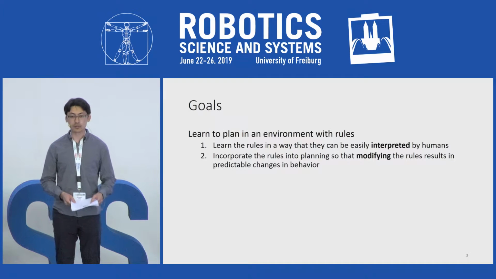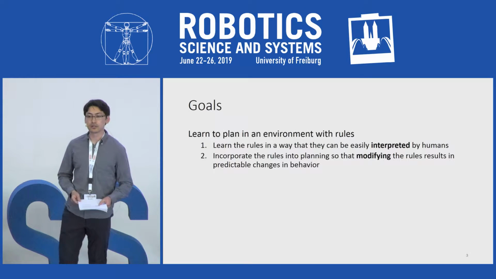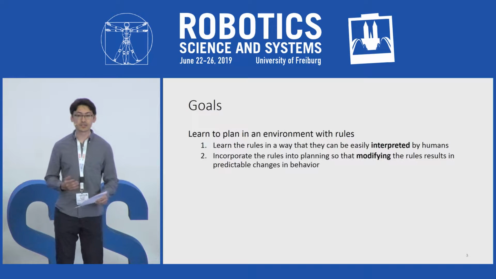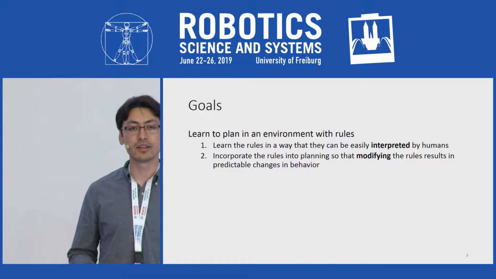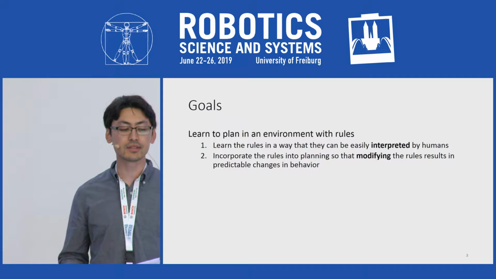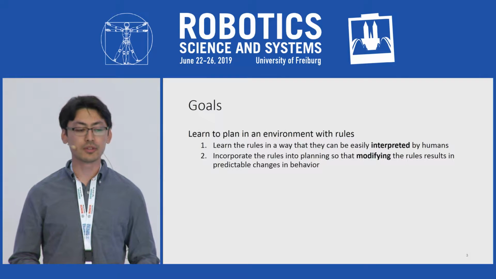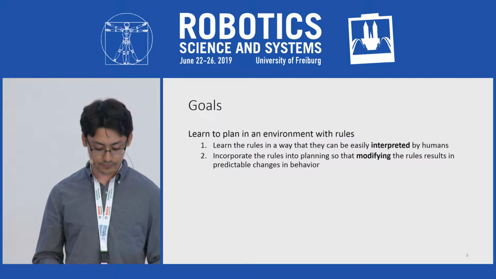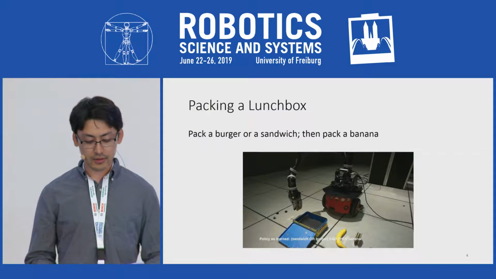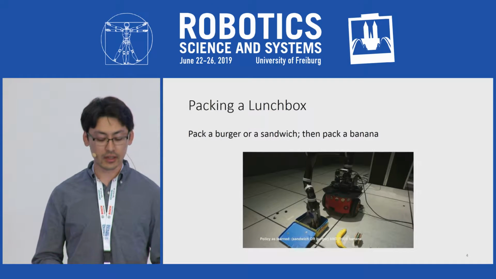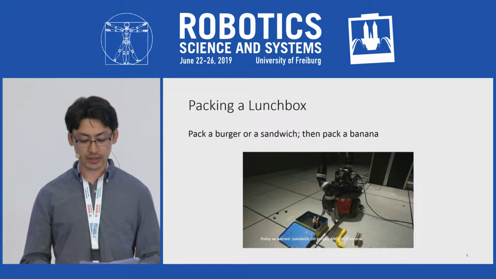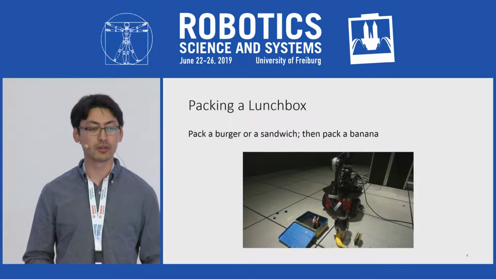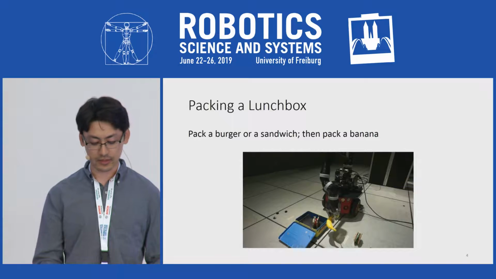Our goal is to replicate this ability algorithmically using model-based imitation learning. This consists of two sub-goals. One is to learn the rules in a way that they can be easily interpreted by humans. And two is to incorporate the rules into planning so that modifying the rules results in predictable changes in behavior. I'll be referring to this environment for the rest of the talk. The robot has to pack a lunchbox, and the rules are that it has to first pack a burger or a sandwich, and then pack a banana.